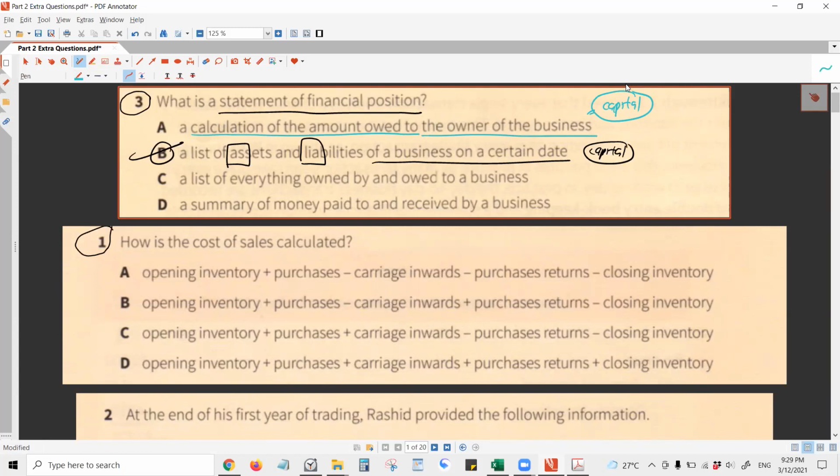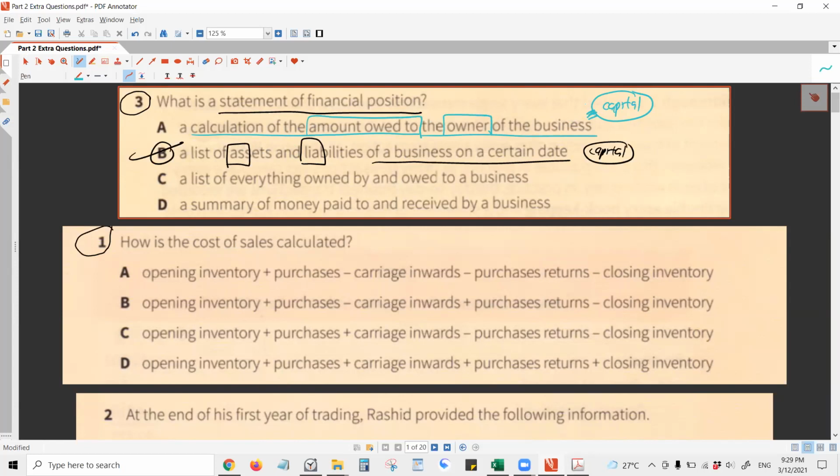When the owner has put things into the business, meaning the owner investing into the business, we can also say that the business owes the owner money, right? Try to think of the business as one person, and the owner as another person. So after the owner has put things into the business, the business owes the owner things. So therefore, it says calculation of the amount owed to the owner. It refers to capital. So therefore, A is wrong.